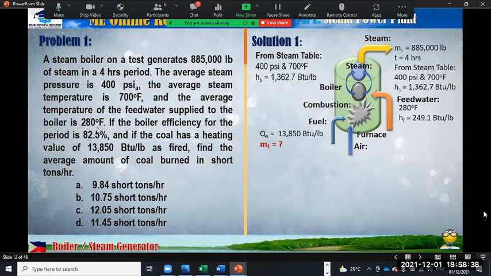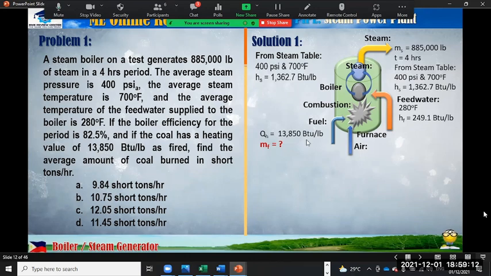So at 280 Fahrenheit, you look for the temperature 280, and there you determine the h sub f, saturated fluid, for this enthalpy. The value is 249.1 BTU per pound. Okay? And then what else? There was this mention of the fuel. It has its heating value, which is 13,850.